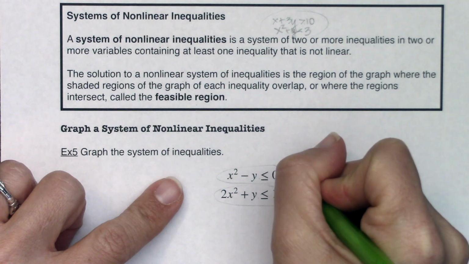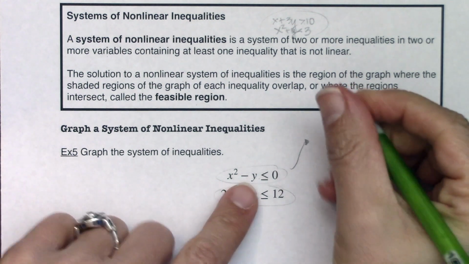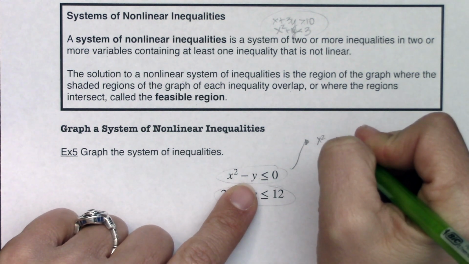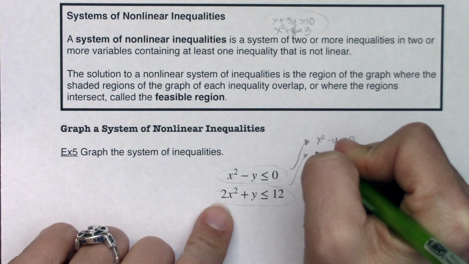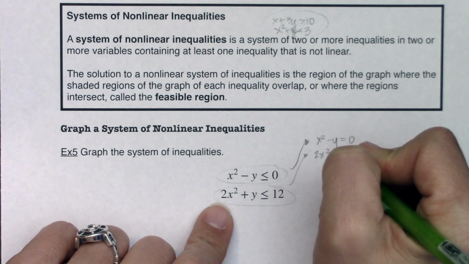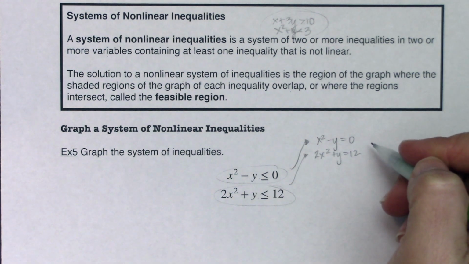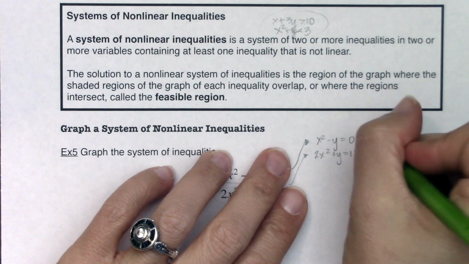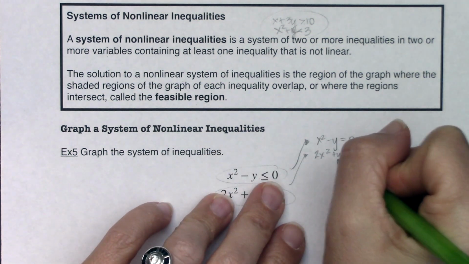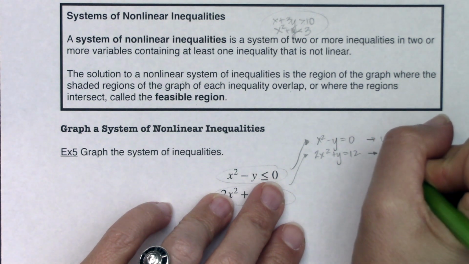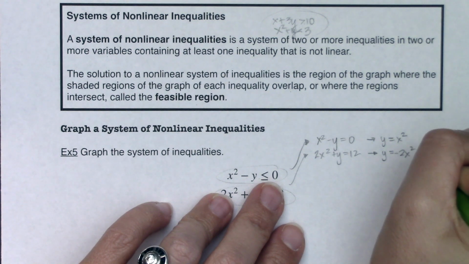So it may help, just depending on how your brain works. My brain tends to do this sometimes, right? I can rewrite this as x squared minus y equals 0, right? And this one, I can just swap out the inequality symbol and go 2x squared plus y equals 12. I think I'm just more used to graphing things with equal signs. So if I solve this for y, this is the parabola y equals x squared, one of my toolkit functions. And this one is a little different. This is going to be y equaling negative 2x squared plus 12.